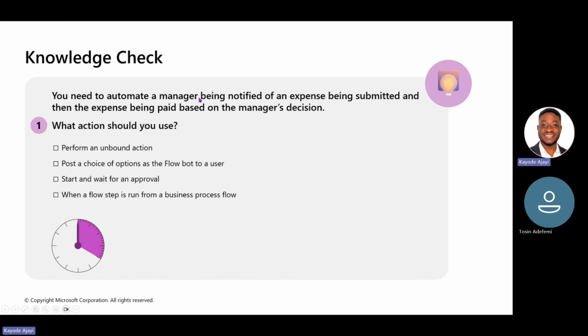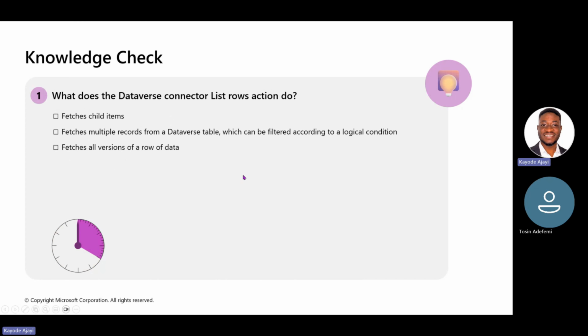You need to automate a manager being notified of an expense being submitted and when the expense is paid based on the manager's decision. What action should you use? In fairness to you, we didn't talk about approval. So I think it's C, start and wait for an approval. Yes. I don't think we did, but that's always a good one to talk about. I'll see if we can still talk about it today.